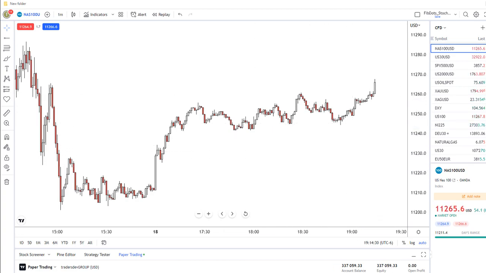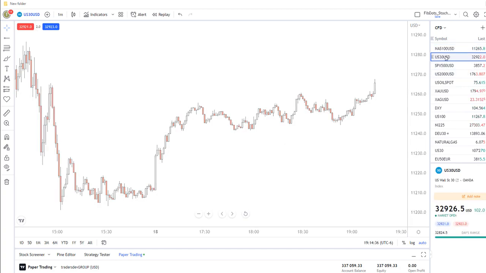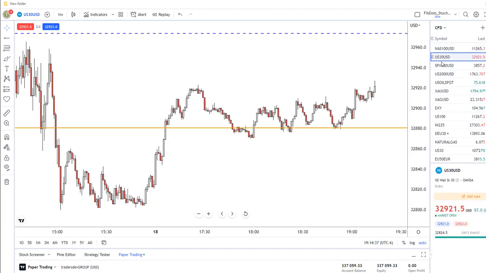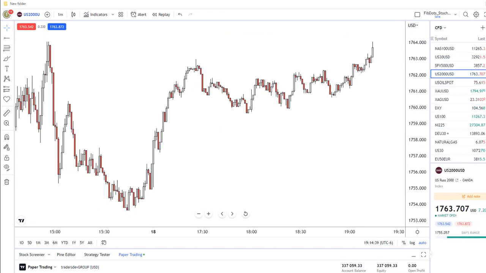Okay. So you want the SPX 500, you want the US 30. This is the 30-year bond. I'm sorry, this is the Dow 30. You want the US 2000, which is the Russell 2000 index, 2000 USD. I'm putting them in the deal too.